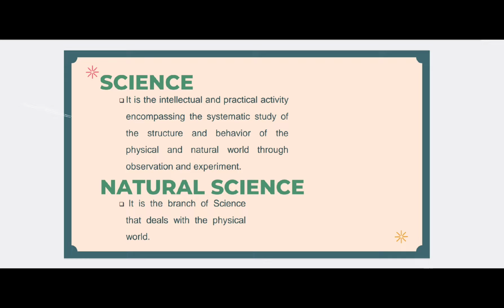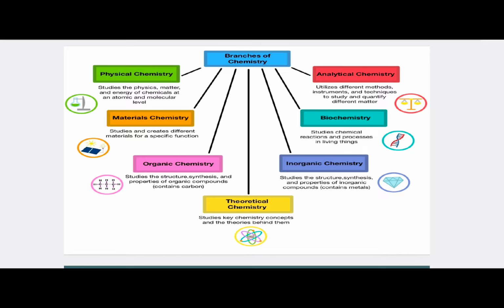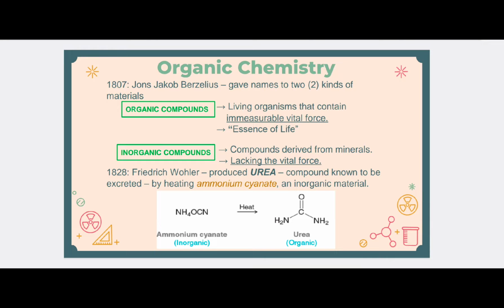Introduction to Organic Chemistry. To stay alive, early humans must have been able to distinguish between the different kinds of materials in their world. By the early 18th century, scientists thought they had grasped the nature of that difference. In 1807, Jöns Jacob Berzelius gave names to two kinds of materials: living organisms that contain immeasurable vital force, the essence of life; and compounds derived from minerals, lacking the vital force.